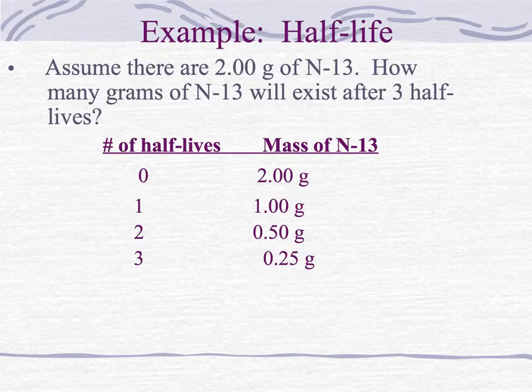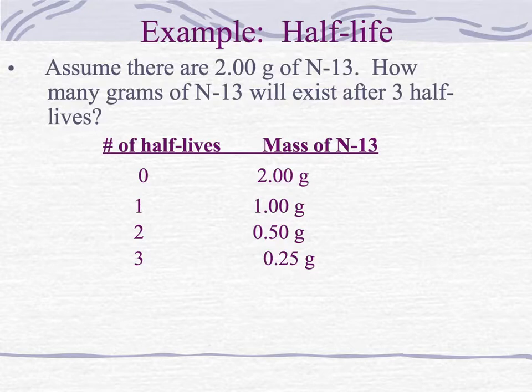Assume there are 2 grams of nitrogen-13. Nitrogen-13 means that this is an isotope of nitrogen, with a mass of 13. They want you to figure out how many grams of nitrogen-13 will exist after 3 half-lives. When we're doing a half-life problem, it's like a half of a half of a half every time. So technically, we will never reach 0 if we just keep taking a half of a half of a half every time. We get pretty darn close to 0, but we don't actually hit 0.